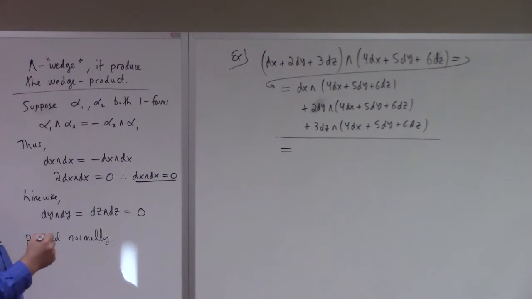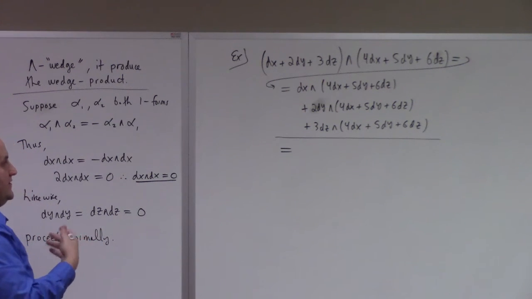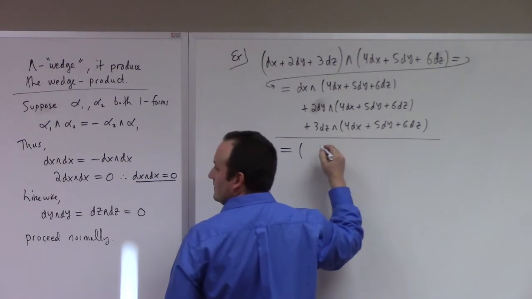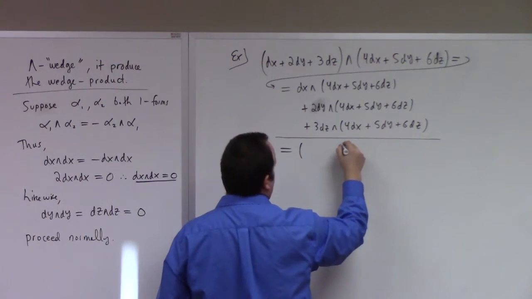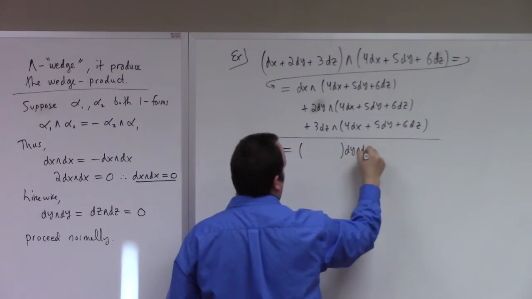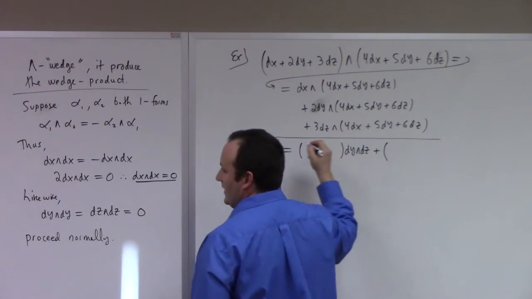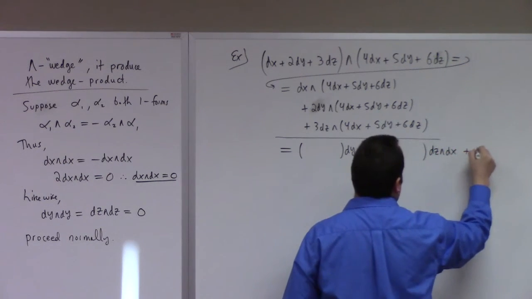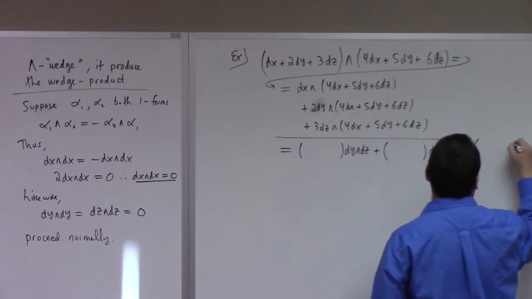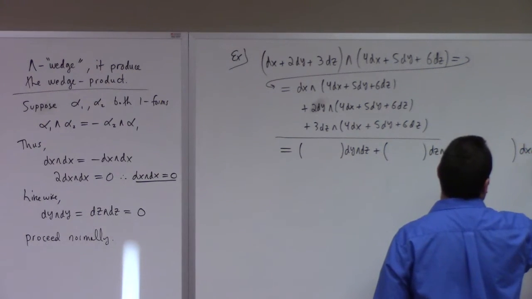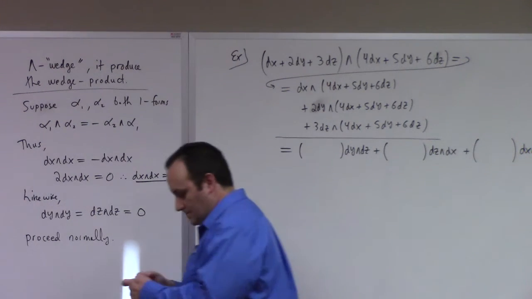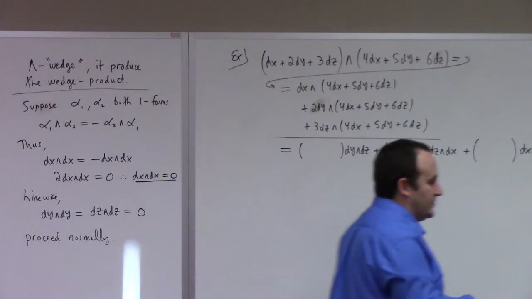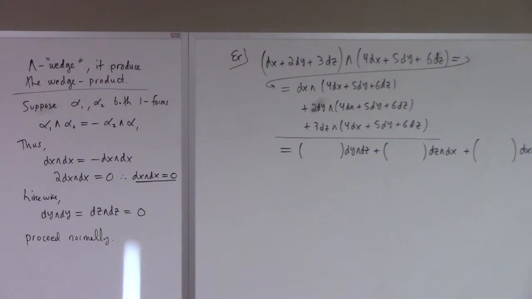So if you don't mind, I'm not going to write out too much more. I'm just going to jump straight to, like, I've got terms with dy wedge dz, right? I've got other terms that have dz wedge dx. I have still other terms that have dx wedge dy. So maybe you guys can tell me, what are the numbers that go in those parentheses? Can you see it?